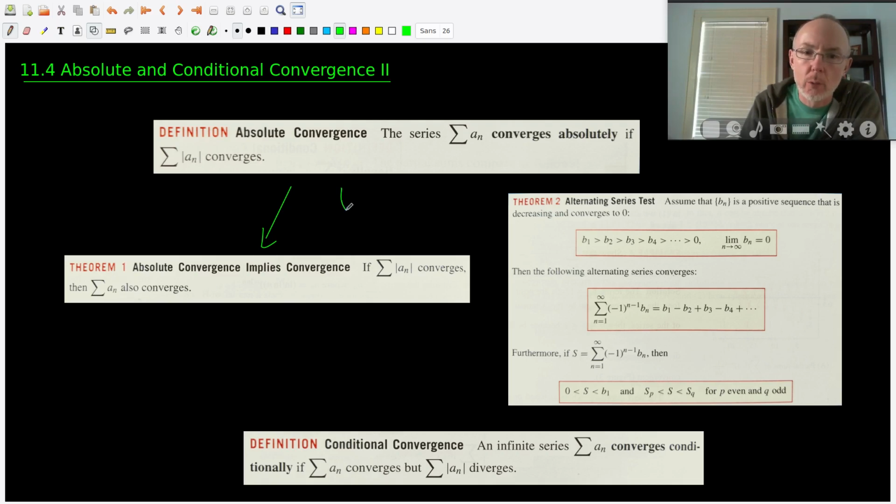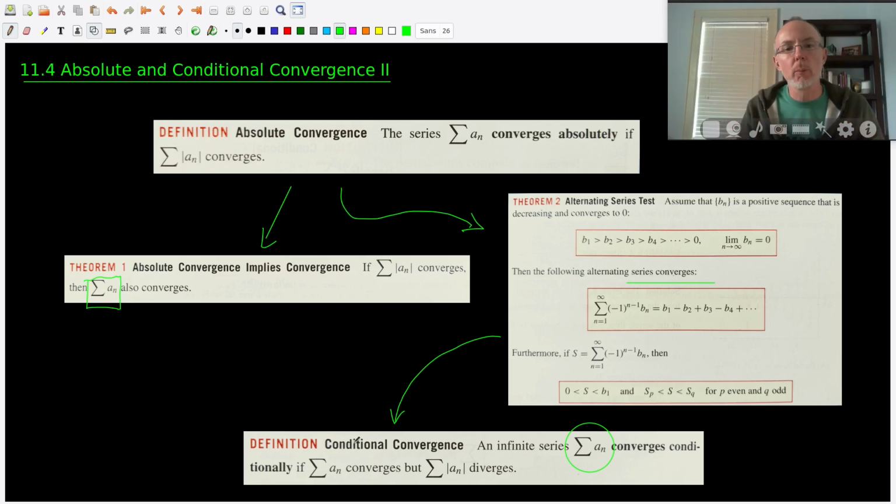But if it's not absolutely convergent, then we might want to look at the alternating series test, which allows us to determine whether it's actually convergent in its own right. In other words, whether the sum of the a sub n's actually converges or not. And then we had the idea of things that therefore were conditionally convergent, which means they converge. So, for example, they satisfy the alternating series test criteria and the test decides that they converge, but they're not absolutely convergent.